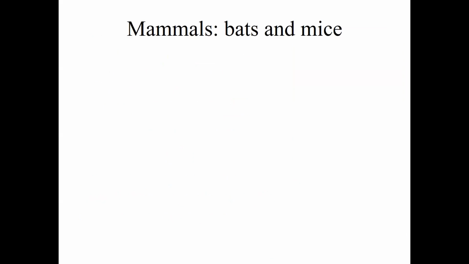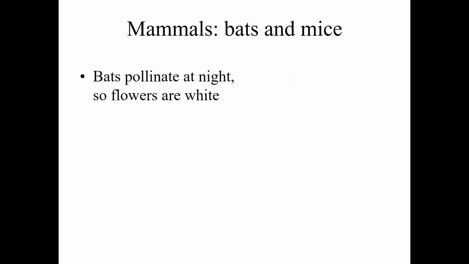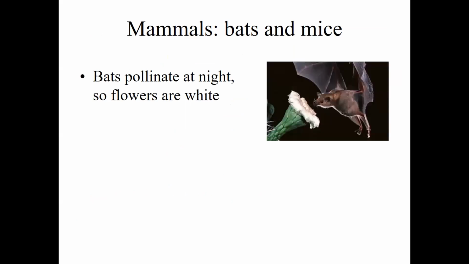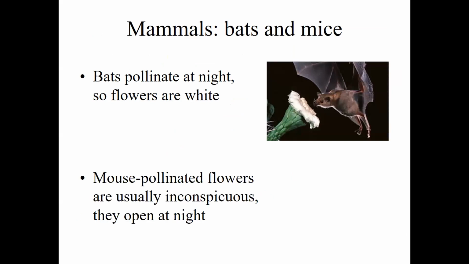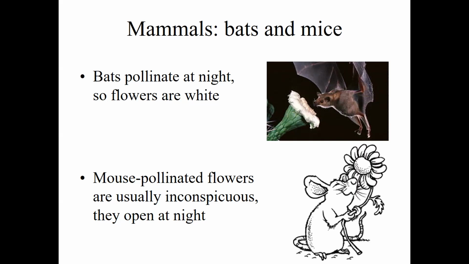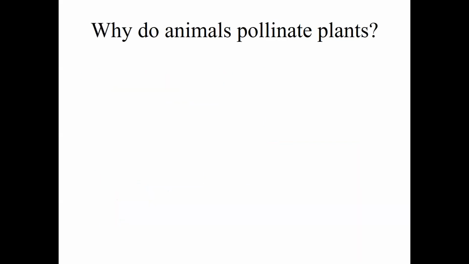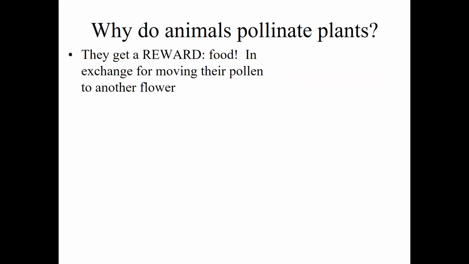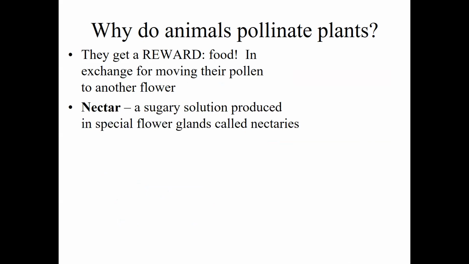Mammals like bats and mice also pollinate flowers. Bats pollinate at night, so the flowers are white. Mouse pollinated flowers are usually inconspicuous. They open at night. Why do animals pollinate plants? This is a fundamental question. They get a reward, food, in exchange for moving pollen to other flowers.